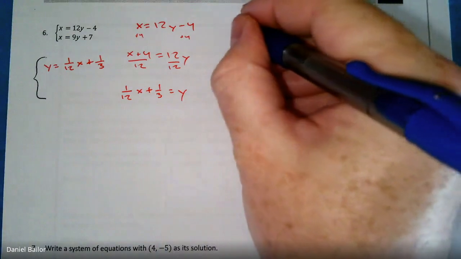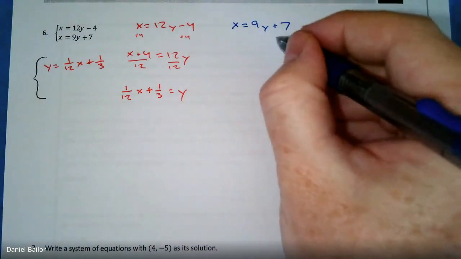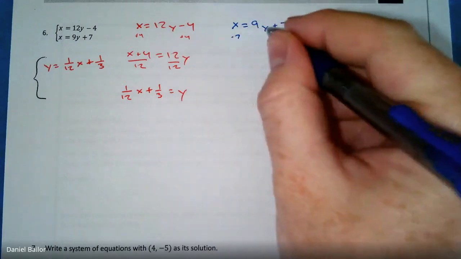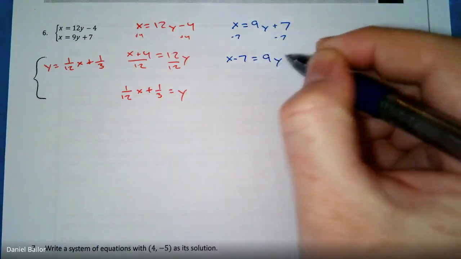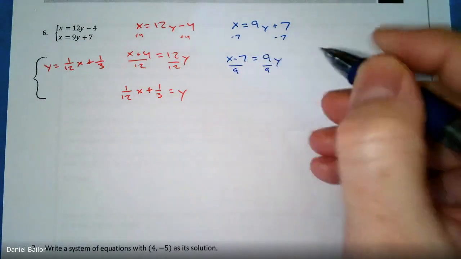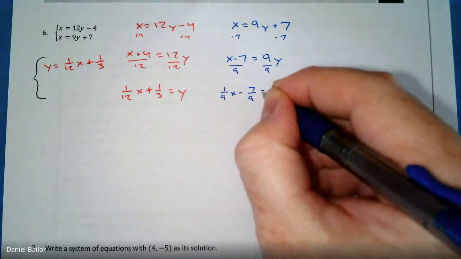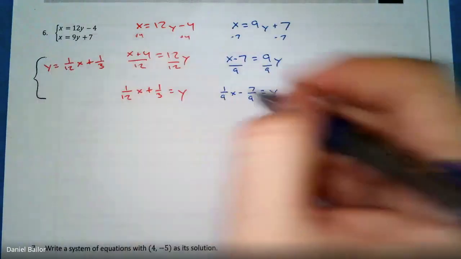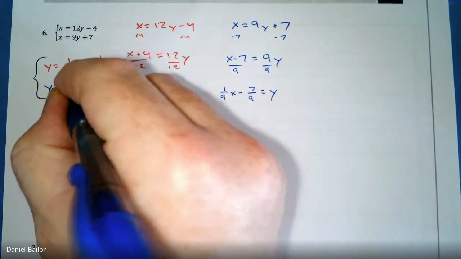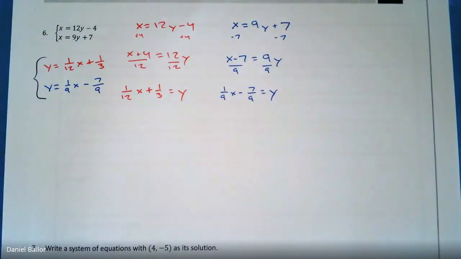For the next equation, we also have to change that into slope-intercept form. So let's do minus 7 on both sides to try to get the y by itself. So we get x minus 7 equals 9y. Then we need to divide by 9. So we get 1/9 x minus 7/9 equals y. So our second equation is y equals 1/9 x minus 7/9.